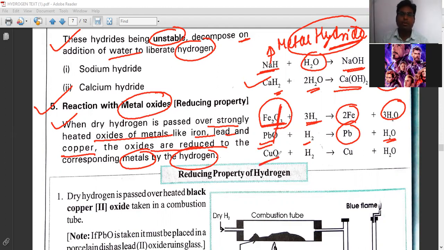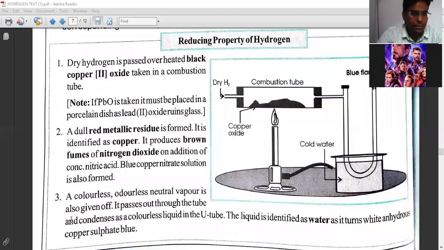Suppose you want to get the pure metal from its metal oxide, at that time you can pass hydrogen over it, and you will get pure metal and water molecules. So write these points. Next property, or next topic, is the reducing property of hydrogen.